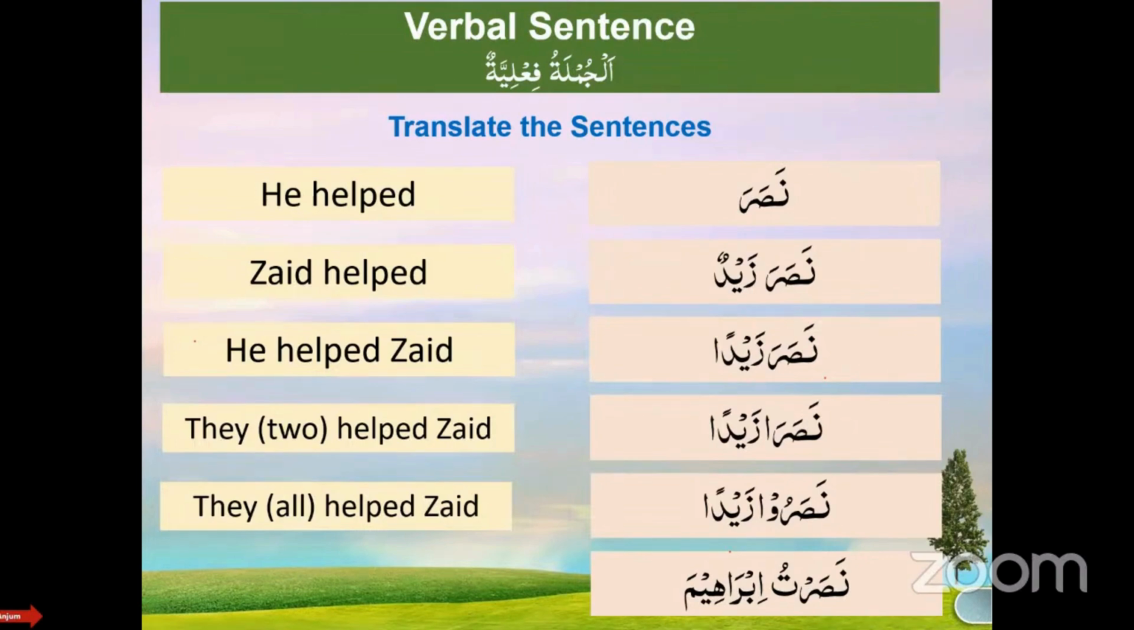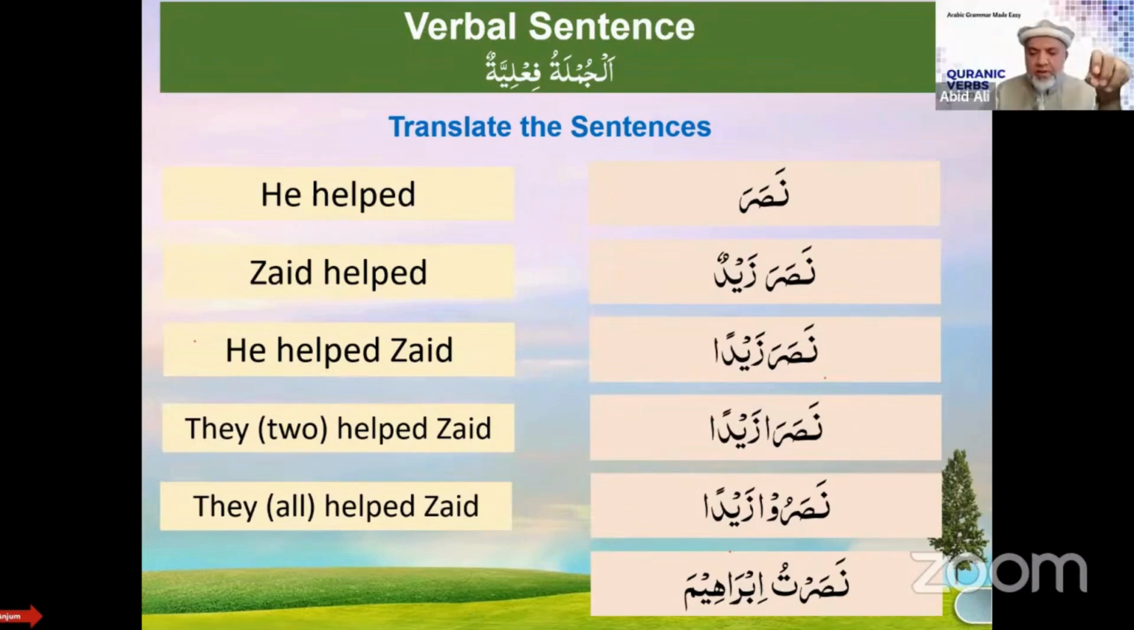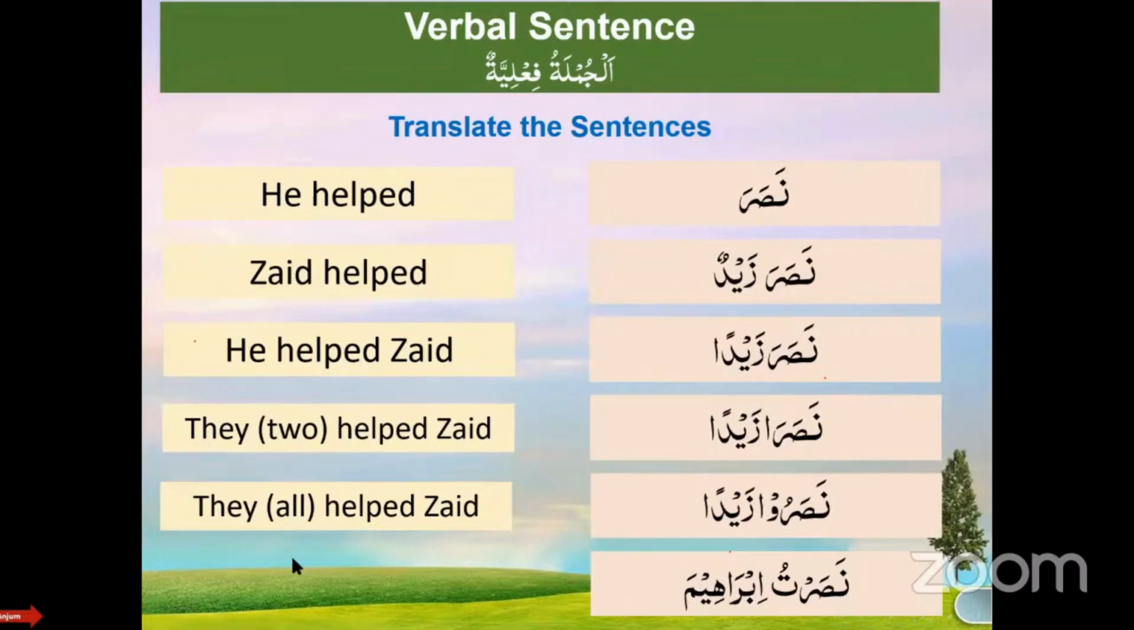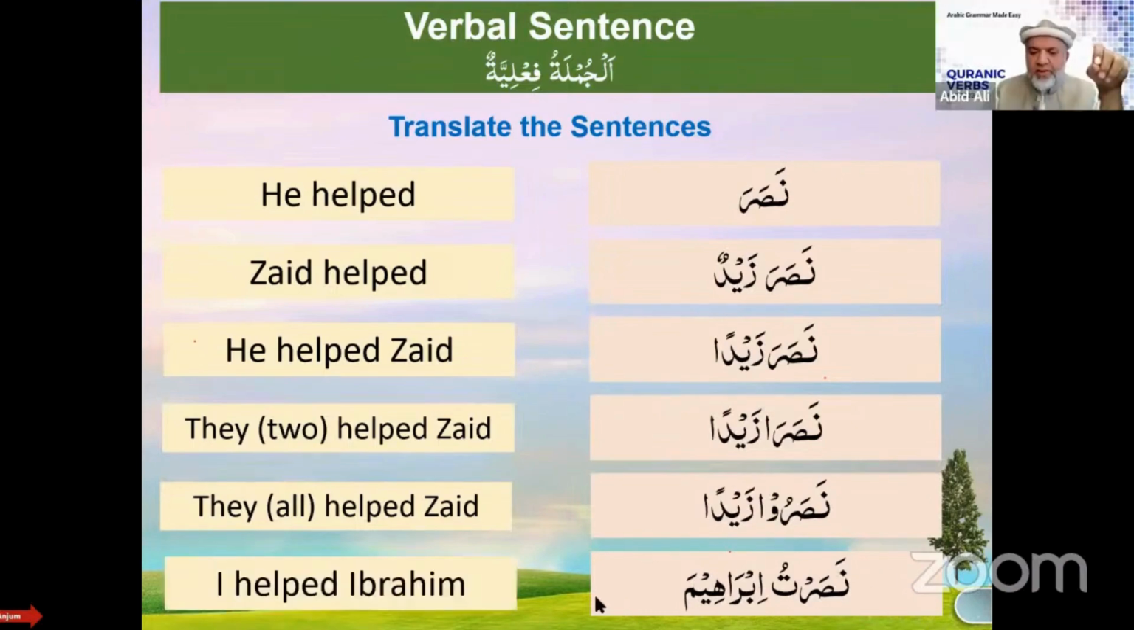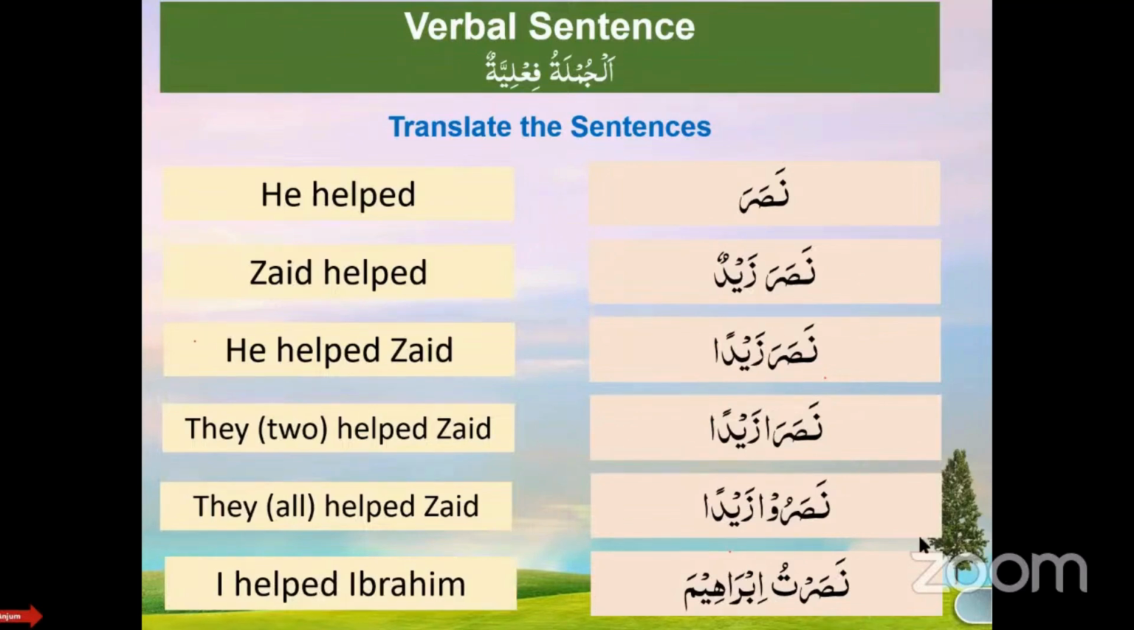Nasartu. I helped Ibrahim. And Ibrahima is in the Nasab category here. Yes, so this is the maf'ul, the object. Okay, good. So this is a full, complete verbal sentence. I helped Ibrahim. Good job, mashallah.